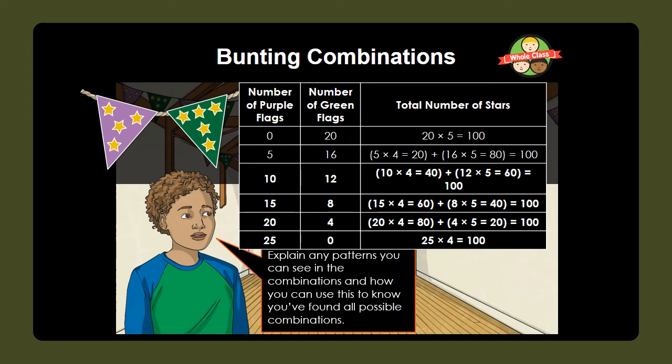So, can you explain on your papers any patterns you can see in the combinations, and how you can use this to know you found all possible combinations? Excellent. So your explanation should look like this: as the number of purple flags increases by 5, the number of green flags decreases by 4.